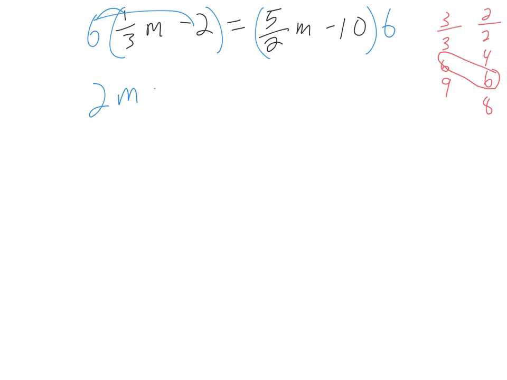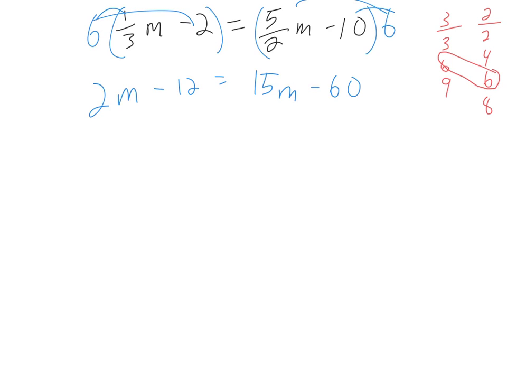6 times negative 2 is negative 12. That is going to equal, okay, well now we're going to distribute the 6 to both. 6 times 5 halves. You can do that work out. 6 times 5 halves, well 6 times 5 is 30, divided by 2 is 15, so that's 15m minus, it's not going to be 10, it's going to be 60.